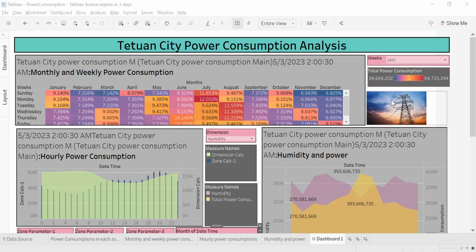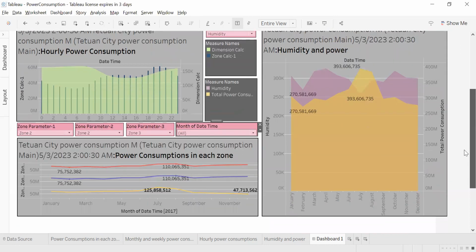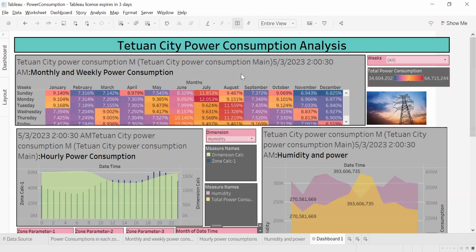So as we can see here, this is the dashboard that we have created with the four sheets. And this one is the first sheet, which gives you the details about the total power consumptions monthly and weekly. So here we are using the highlight table since we want to compare the power usage for each day in different months. And for this, the highlight tables would be preferred because they give us the exact values, like which part of the month is having the highest power consumption and least power consumption.